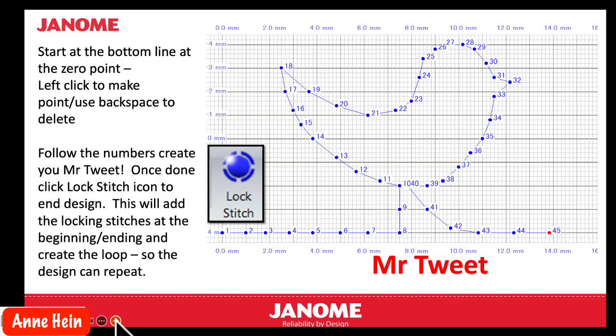And your design is going to be going in the direction of Mr. Tweet. What you do is you just plot in the numbers, and move over a block or however many it says on there. And then when you get done, you click the lock stitch and it adds in stitches in the beginning to lock it and the stitches at the end to lock and put the loop on it so it'll stitch the second design and the third design and fourth design and so forth.